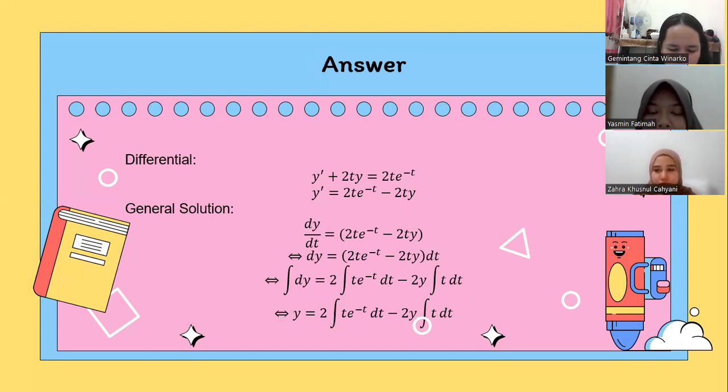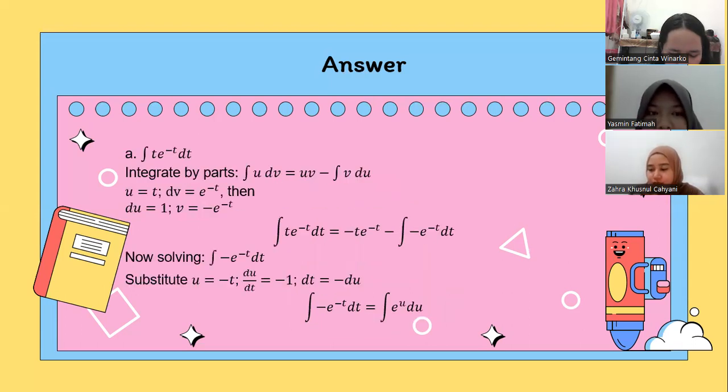So we have integral of dy is equal to 2 integral t e power minus t dt minus 2y times integral t dt. So we have y is equal to 2 times integral of t times e power minus t dt minus 2y times integral of t dt. First, we will solve integral of t e power minus t dt first.